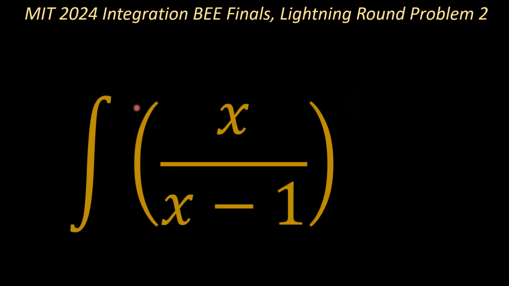So today we focus on MIT 2024 Integration Bee Finals Lightning Round, problem number 2, and it's a fairly simple problem, which is the indefinite integral of (x over x minus 1) to the power 4.